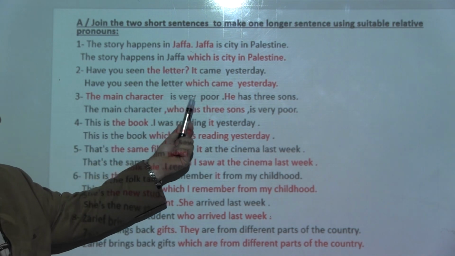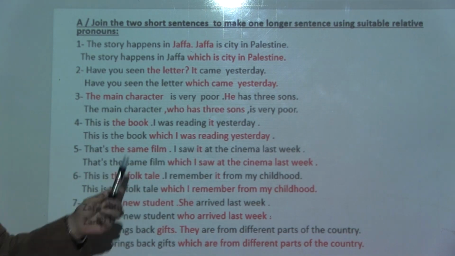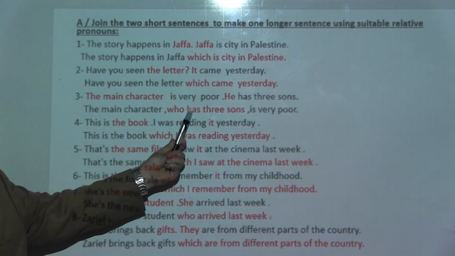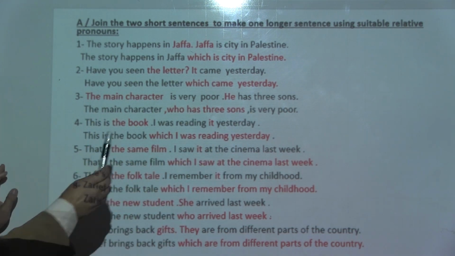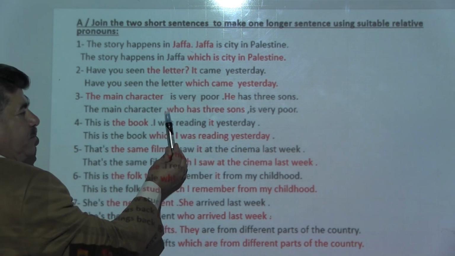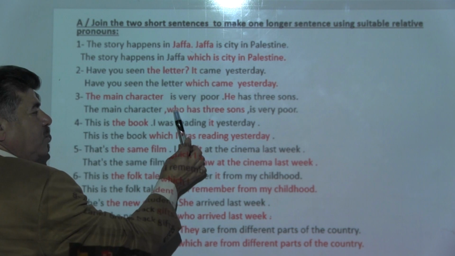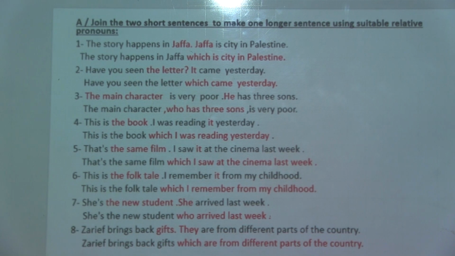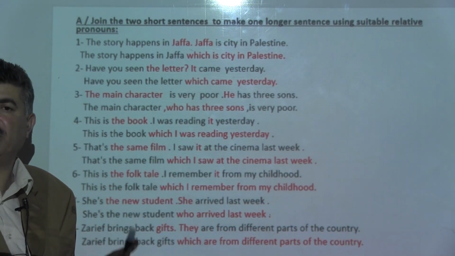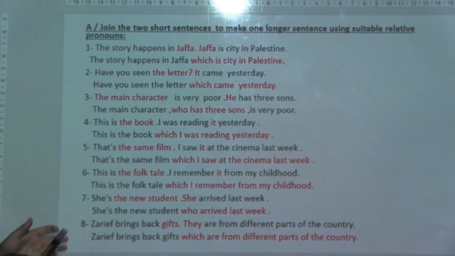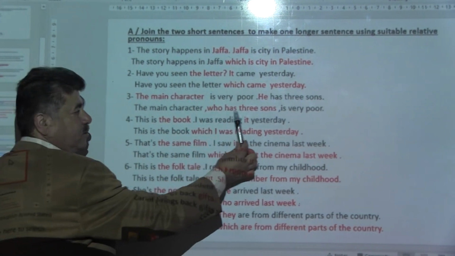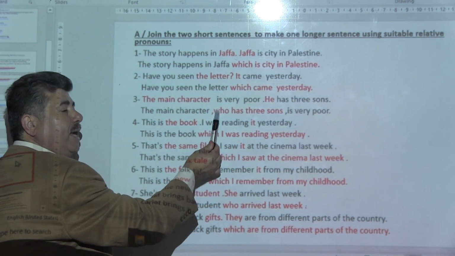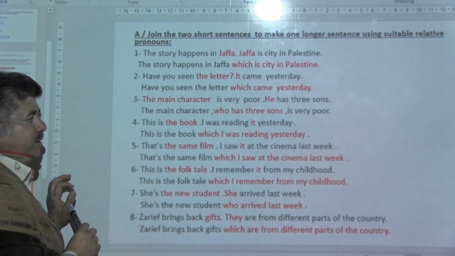The main character is very poor. He has three sons. I am referring here to the main character. So, the main character, who has three sons, is very poor. Notice that I use the relative clause between commas. This means that I can take it out. It's a non-defining relative clause. It's just extra information. The main character is very poor. It gives a complete meaning, a complete thought without depending on this clause. So this is non-defining, I can take it out. That's why I put it between commas.